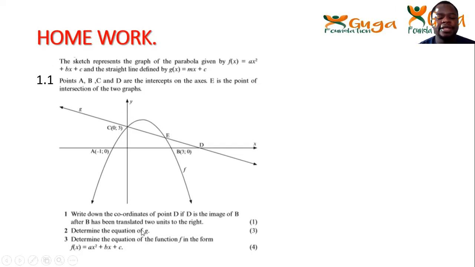So this is simple, determine the equation of g. G is this one. So you've got 2 points over c and the d here. So you get the gradient, solve for c. Determine the equation of the graph of f. So you're given the x-intercept, so it will be simple. We've talked about this and a point here. You can substitute this point here. So you'll use y equals a into x minus x1, x minus x2. This is simple. And then determine the coordinate of e.